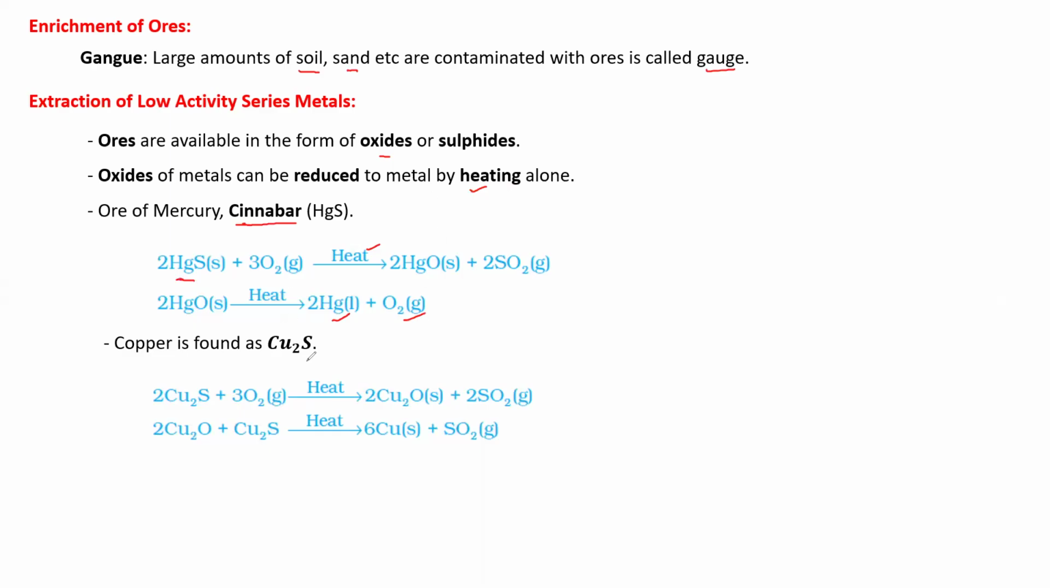Copper is available in the form of sulfide. For that, again, it is heated with oxygen, and it produces copper oxide and sulfur dioxide. Finally, this copper oxide reacts with the copper sulfide, and finally copper is separated and sulfur dioxide gas is obtained. So a less reactive metal can be obtained directly by heating itself. We have seen that the roasting process takes place in the presence of oxygen. We are going to heat that. So this is for the low reactivity metals.